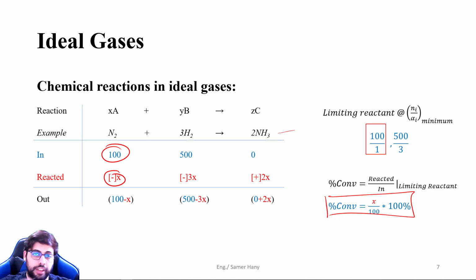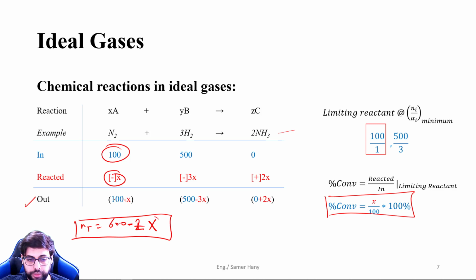and we can calculate it with this expression. And the total number of moles at any point in the reaction, at any given conversion, is just the sum of all the present or outlet number of moles. So in this particular case, it will be 100 plus 500 plus 0, which is just 600 in total, minus X minus 3X plus 2X. So this will be minus 2X. Okay? So the total number of moles as a function of the conversion at any given point will be 600 minus 2 times the amount that was converted from the nitrogen.